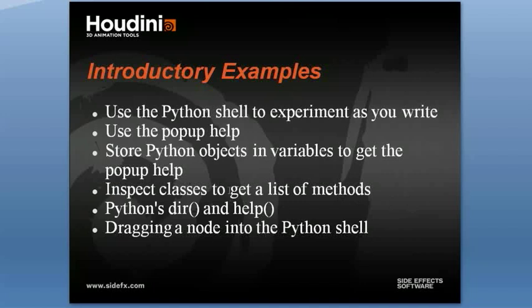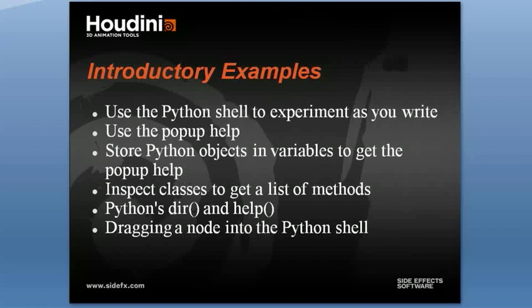We can inspect the classes to get a list of methods. So if I know that I've got a node object and I'm writing a script, I can just say who.Node to look at the class and get a list of the methods there. We can use Python's built-in functions dir and help to get the directory of the methods on a node or on an object, and help to get help for a particular method.